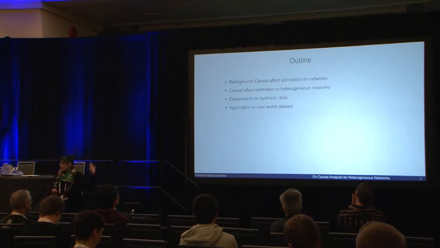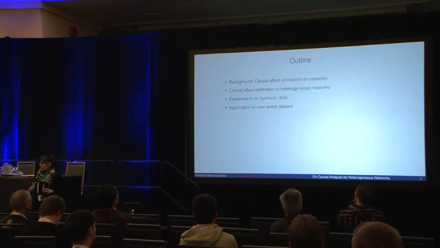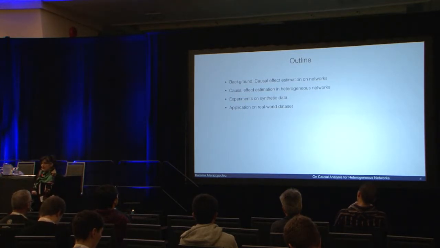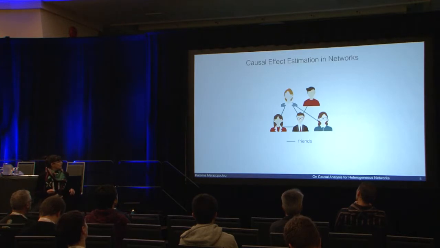So in this talk, I'm briefly going to give you some background on causal estimation specifically for networks, then move on to see how these concepts can be applied and extended to the case of heterogeneous networks, and finally present some results first on synthetic data, and then an application on a real-world data set. So let's start with causal effect estimation in networks.